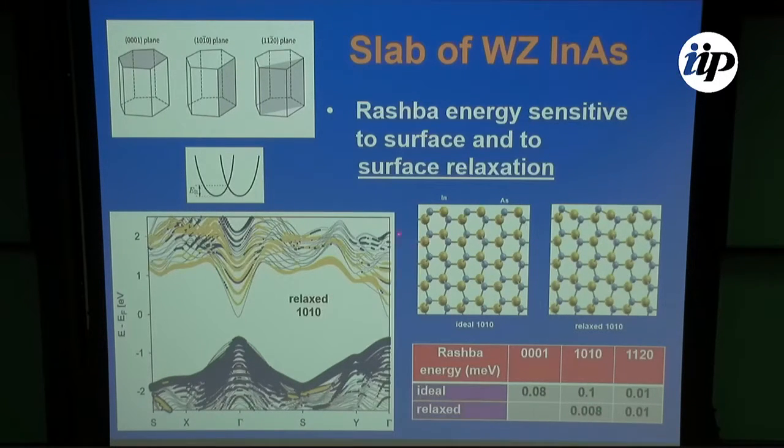So this is a cross-section of the slab, and then a relaxed structure. You relax the surface atoms to find a minimum energy. And then you look at the Rashba energy. You take this lowest band, which comes from arsenic, and look at the Rashba splitting: ideal would be 0.1 milli-electron volt, and relaxed 0.08.